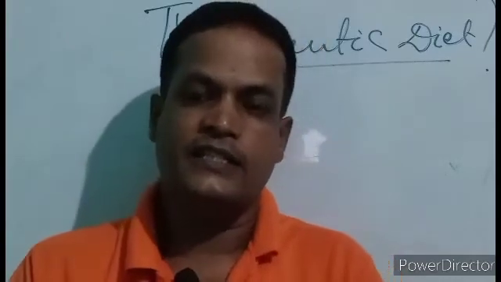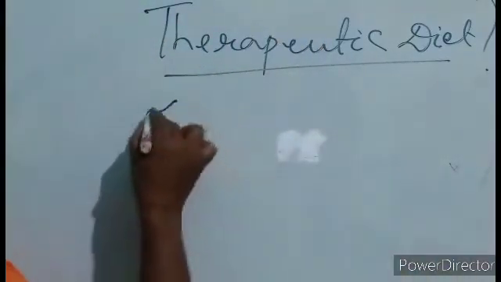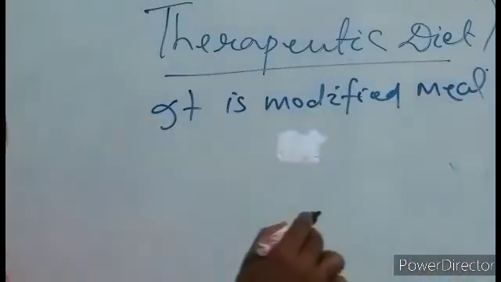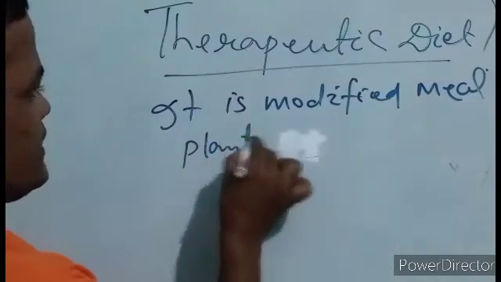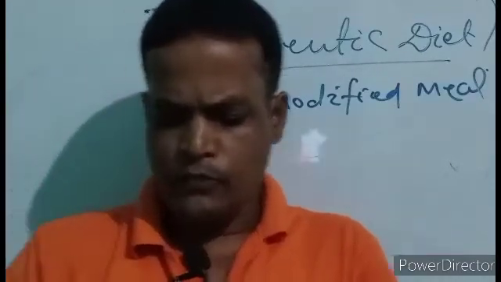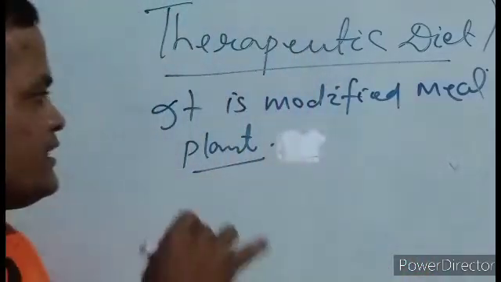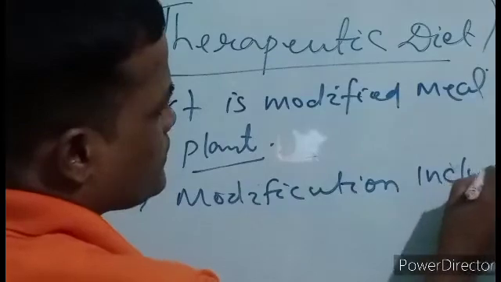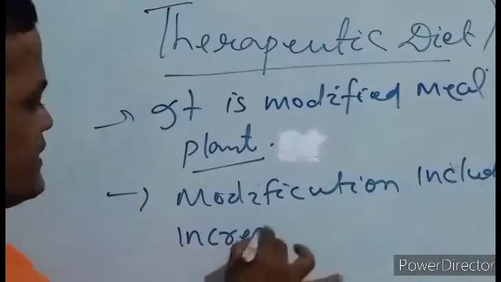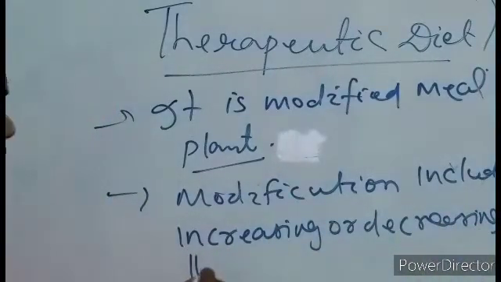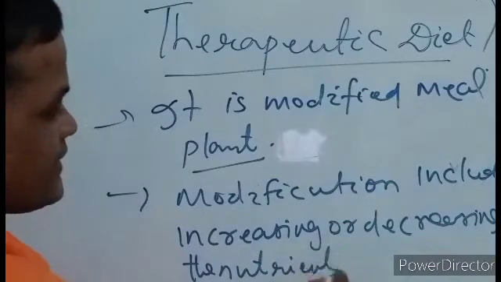So in definition we can say diet therapy is a therapeutic diet. Diet therapy or therapeutic diet is a modified meal plan. It is called a modified meal plan, that is called therapeutic diet or diet therapy. Is it right? So in a modified meal plan, the modification includes increasing or decreasing the nutrients. Okay, increasing or decreasing. What is the meaning of this?